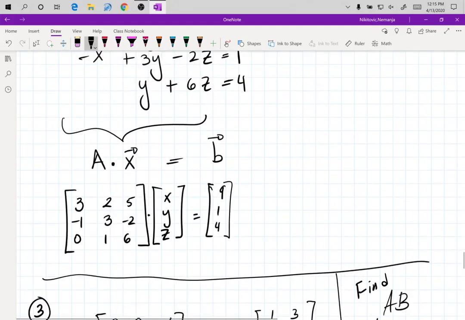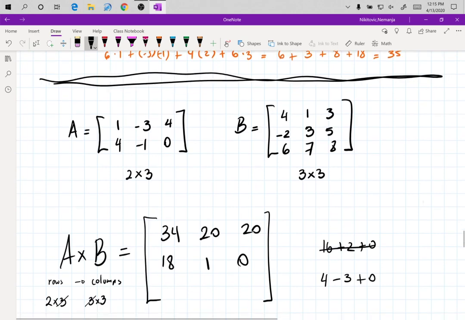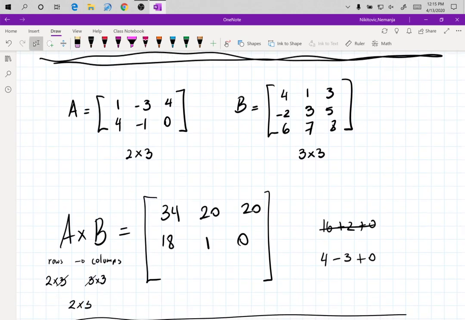I mean, even if you go to my previous example here, it works A times B, but B times A you can't even do, right? Because it will be 3 by 3 times 2 by 3, and these are different. So it cannot even be done, right? If you flip it.